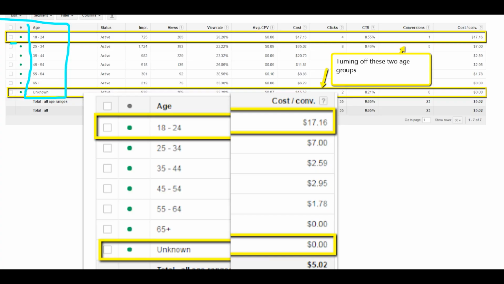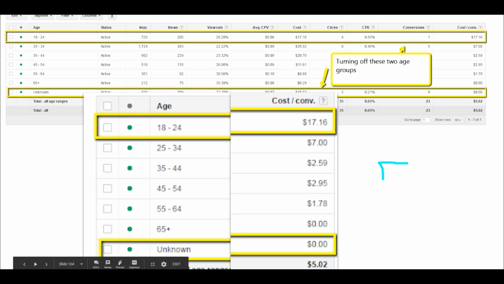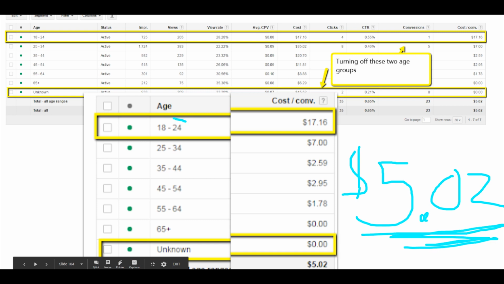So when I started off advertising, I was advertising to people of all age ranges. You see 18 to 24, 18 to 65 plus, and even people I didn't know about. So what I'm seeing on here is my average cost per conversion across all age ranges is $5.02, okay? That's how much I'm spending to get people to opt in for my email list. But what I'm also noticing is that amongst 18 to 24-year-olds, I'm spending $17 on average to get an email address. That doesn't make sense.